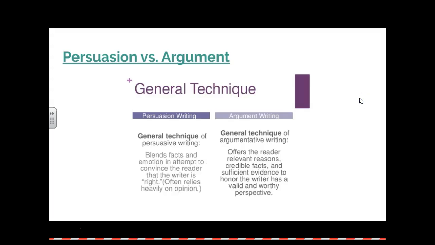So, general technique, like I said, persuasion, you blend facts and emotions in an attempt to convince the reader that I am right, okay? This is not about being right. It's about approaching both sides of the argument and having evidence prove that the writer has a valid and worthy perspective. So it's not saying I'm right, you're wrong. It's just having a valid reason. It's saying, here's my opinion, I understand where you're coming from, but here's my thoughts on it.